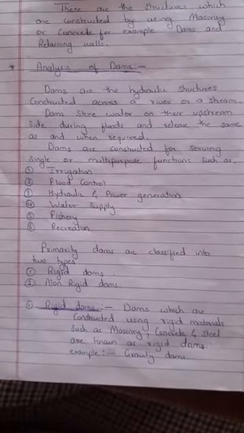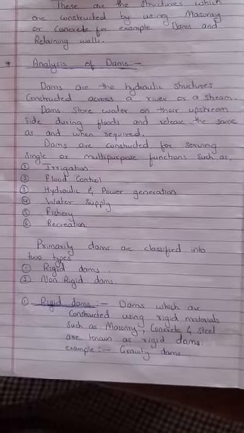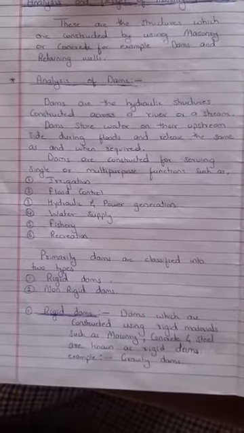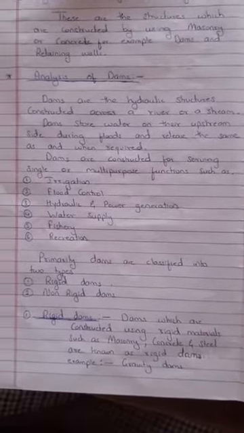A dam is a hydraulic structure which is constructed across a river or a large stream. What is the purpose of the dam? Dams are structures which store water behind them. Dams and reservoirs are both constructed at the same place. Whenever we construct a dam across a river or a stream, the area where the water gets stored is called a reservoir. So dams are constructed across the river or a large stream to store the water behind them.